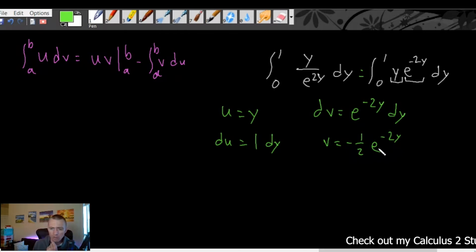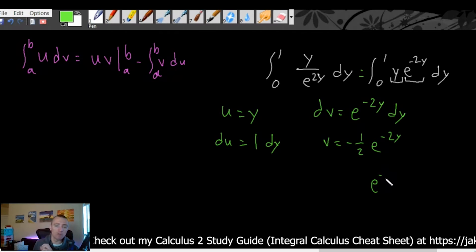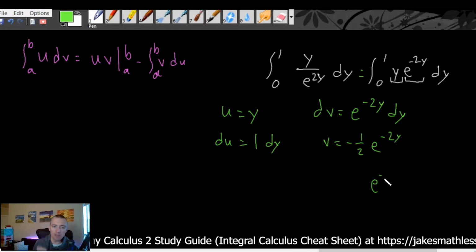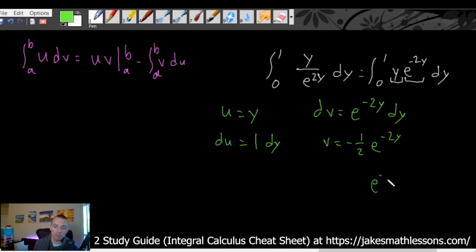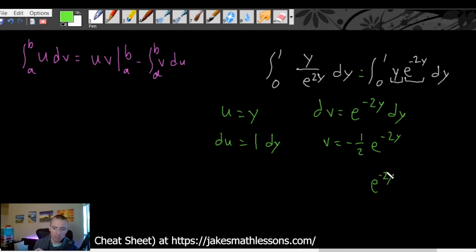If we take the derivative of e to the negative 2y, chain rule says we would take the derivative of the outside, which is e to the negative 2y. Well, the derivative of the outside would be like saying the derivative of e to the x. The derivative of e to the x is just e to the x. So the derivative of the outside doesn't actually change anything. Chain rule says derivative of the outside, leave the inside alone. So we leave our negative 2y as negative 2y, and then we multiply by the derivative of the inside.